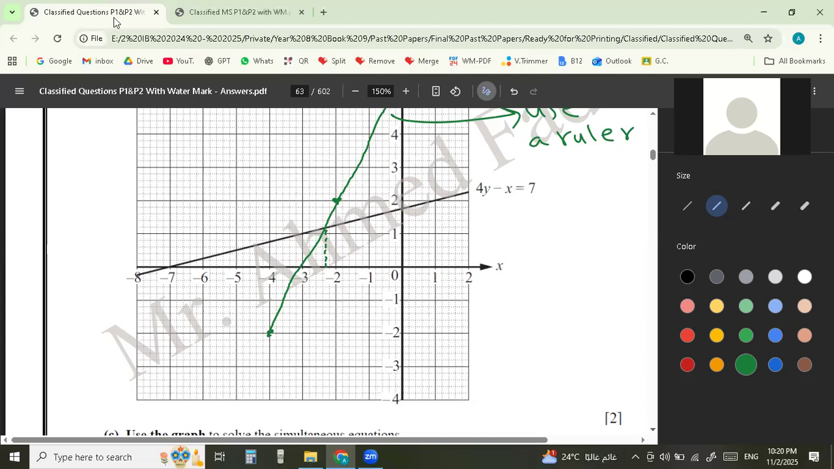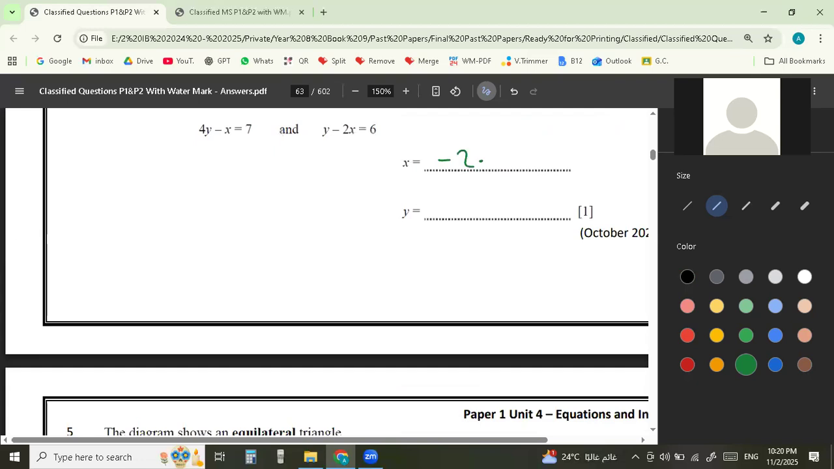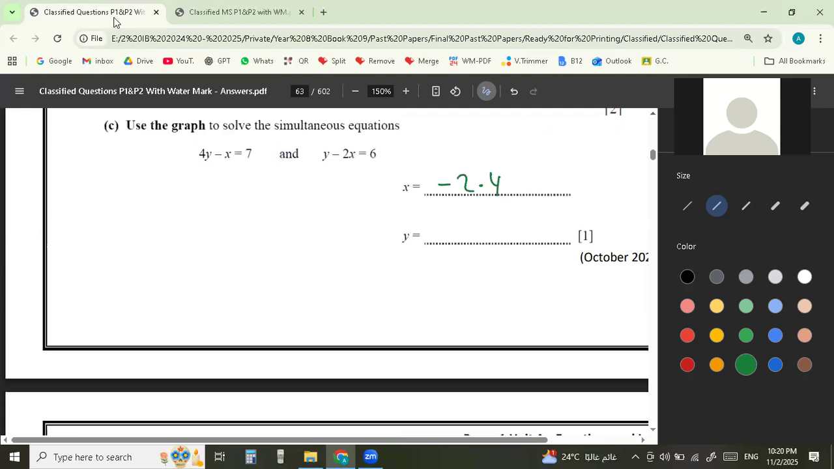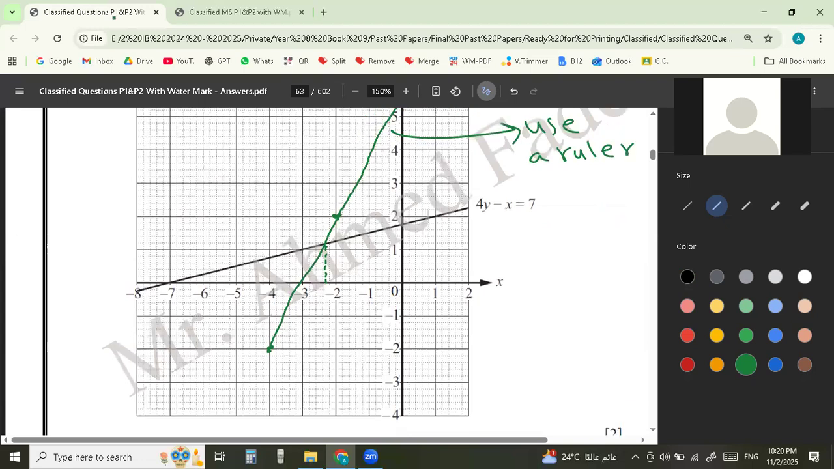I'm going to go down and write it. X is -2.4. And here the y, I'm going to go this way. The y is almost 1.2. So as we agreed, we're counting in 0.2s here. Each small line is 0.2. How do you know, Mister? I checked it over here. I got 1, then one line, 1.2, 1.4, 1.6, 1.8, then 2. So this is almost positive 1.2.